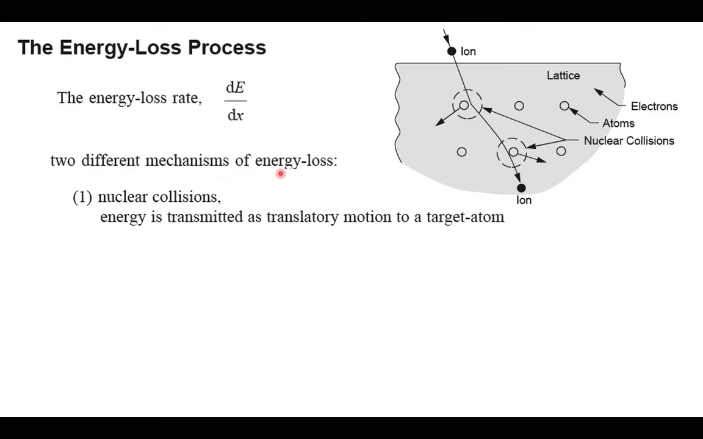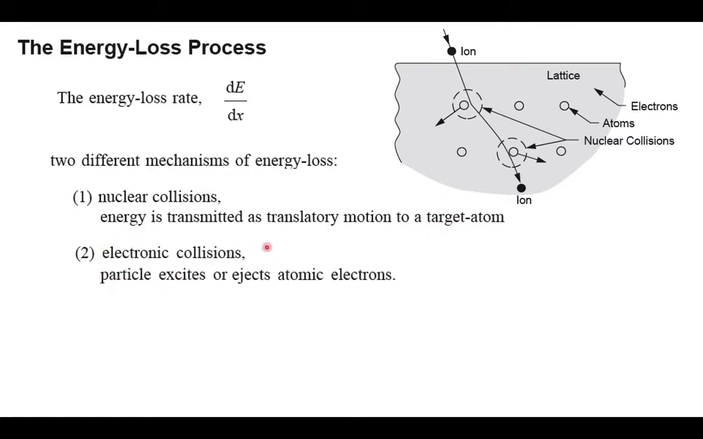Now, as I said, there are two different processes that take place. One is the collision of the ions with the atoms, so there's basically interaction of ions with the nucleus, and the other is with the electrons. So the energy loss is also driven by these two mechanisms. One is the nuclear collision, where energy is transmitted as translatory motion to a target atom, and the second is the electronic collision, where the particle excites or ejects atomic electrons because of its energy.